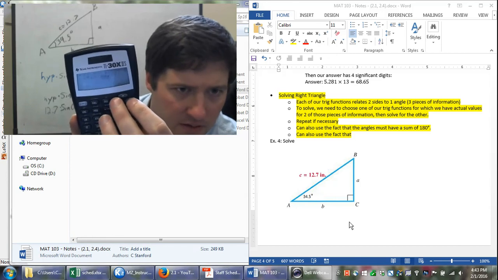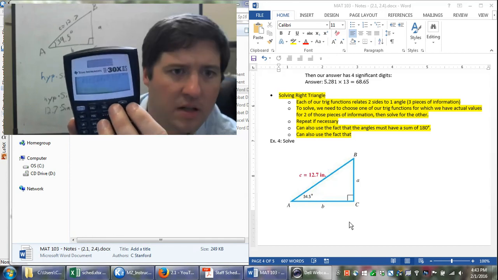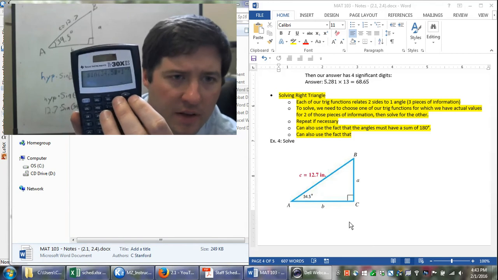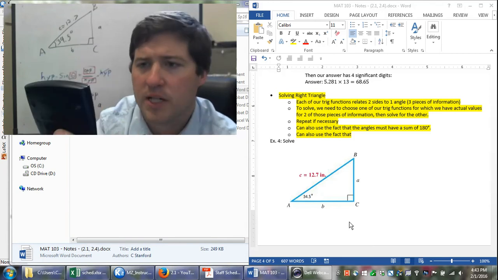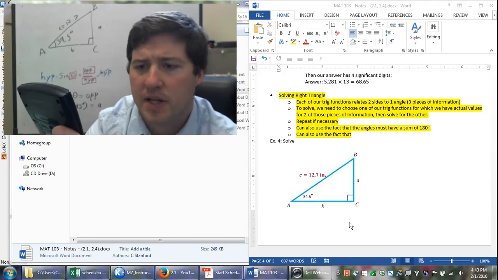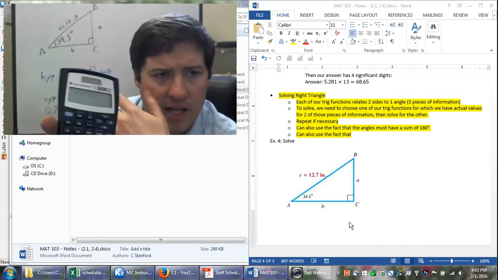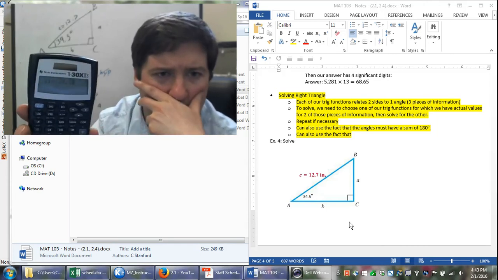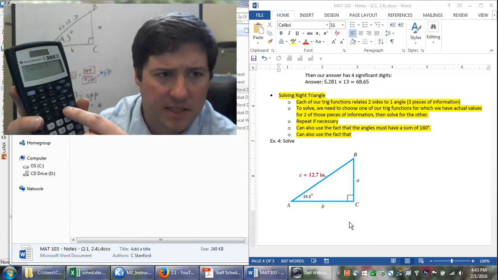I know my angle, 34.5. So what I want to do is plug that in. I want to do sine of 34.5 degrees. I don't know my opposite side. That's what I'm trying to figure out. What is my opposite side?